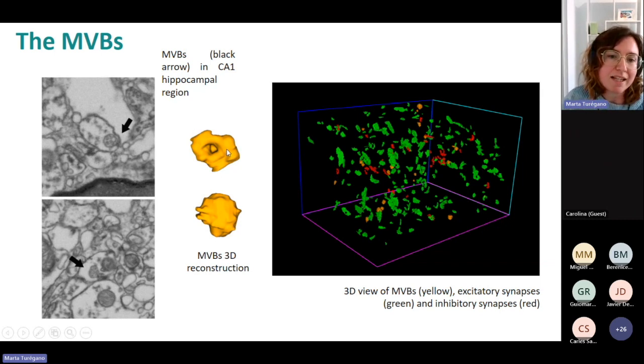And we can see here an example of the 3D reconstructions and a 3D view that SPINA software provides, which is very interesting because we can see at the same time in the same sample the excitatory synapses in green, the inhibitory synapses in red, and the multivesicular bodies in yellow.